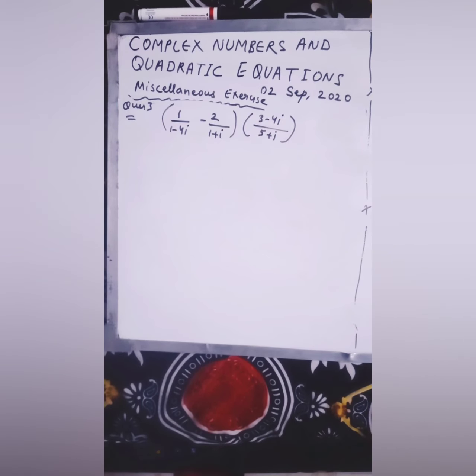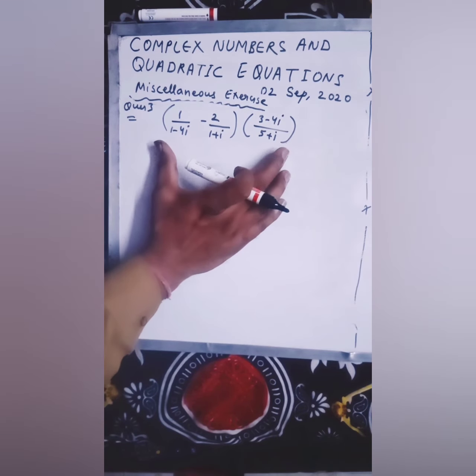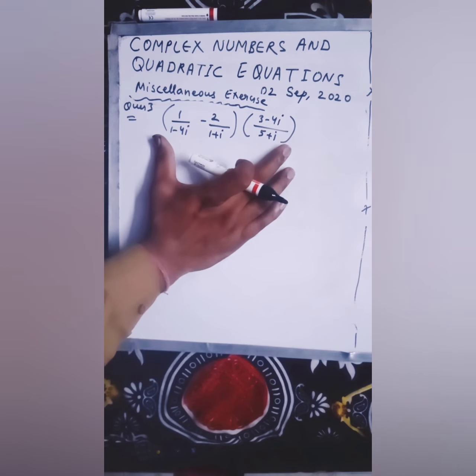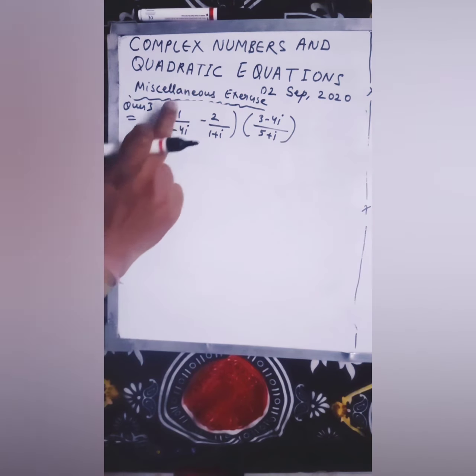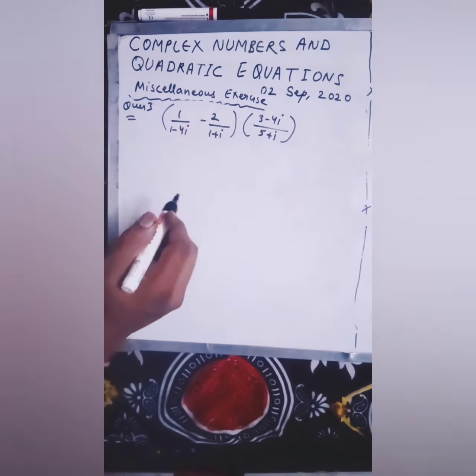Now this is question number 3. In this question, we have to reduce this equation into simpler form, the standard form. So first of all, we will solve this bracket and then multiply the solution of this bracket with this. See how we can do this.